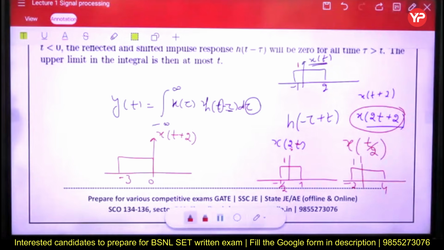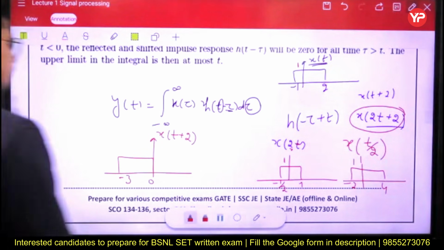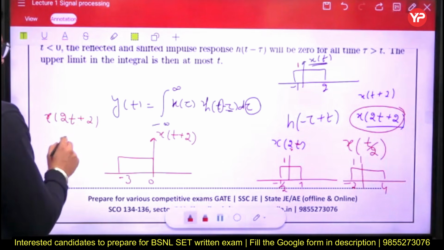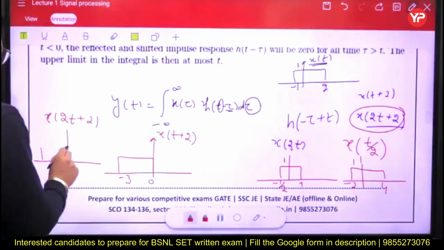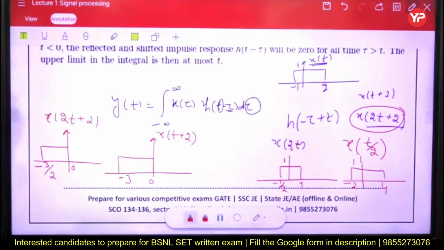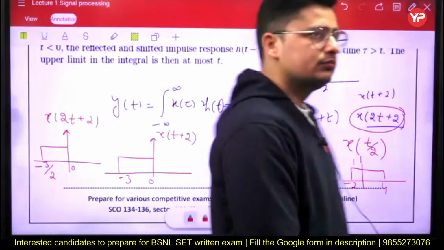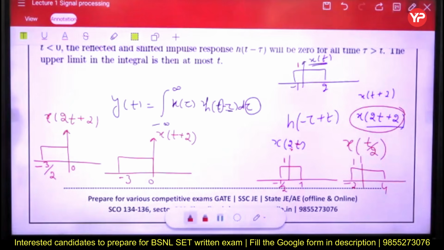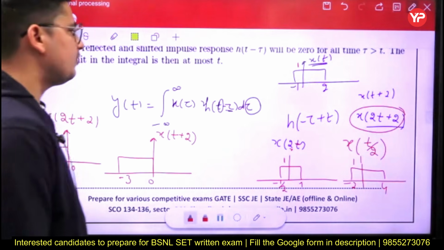After doing this, you have to do the scaling. Now, if you want to draw the graph of x of 2t plus 2, it becomes from minus 3 by 2 to 0. That is x of 2t plus 2. Check. I think everyone understood that. Right? So first we do the shifting, then we will do the scaling. The same thing we will do here.